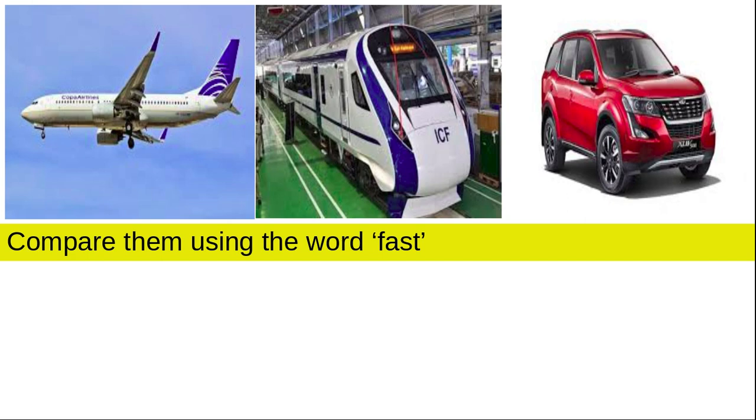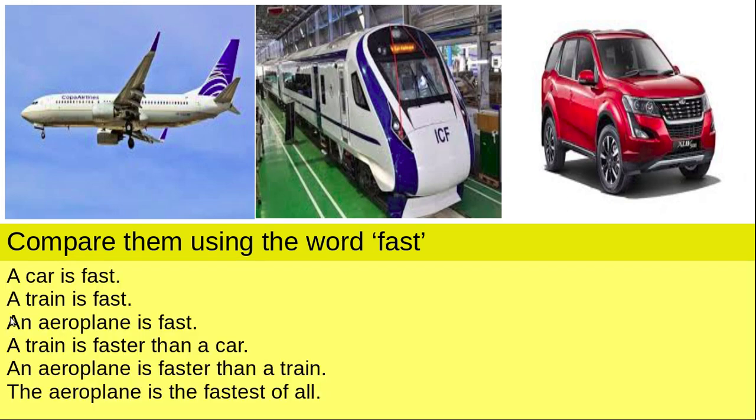All are fast. Which are faster and which is the fastest? Done it? Yeah, see the answers. A car is fast, a train is fast, and an aeroplane is fast. But a train is faster than a car, and an aeroplane is faster than a train. Okay, the aeroplane is the fastest of all. You got the idea of how to use it.